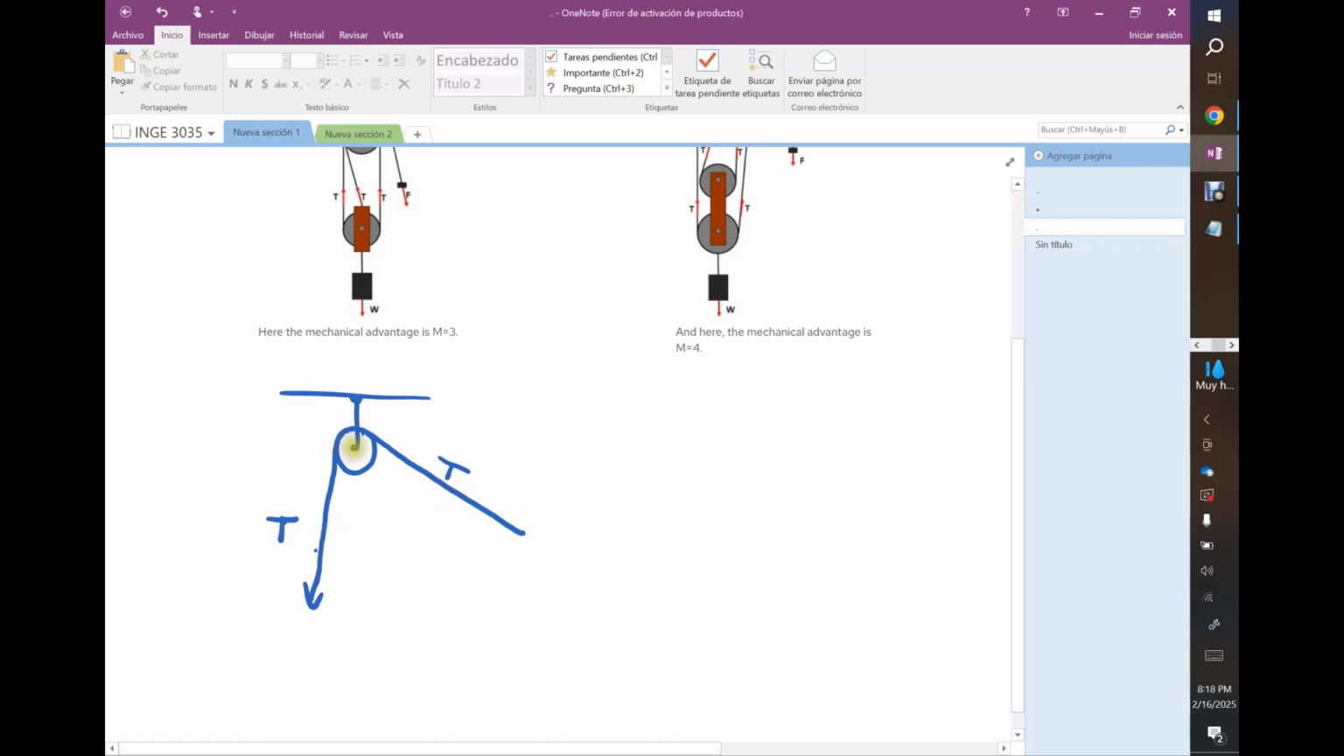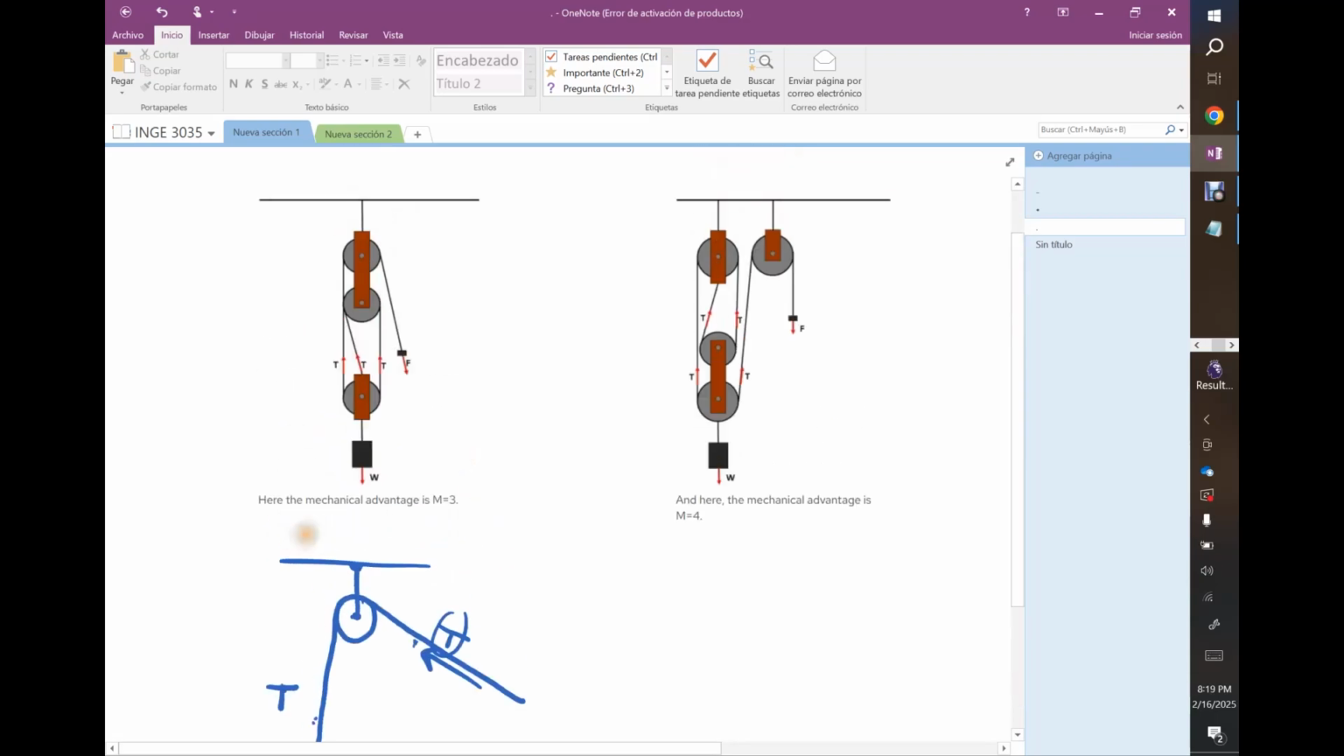As long as the pulley doesn't have any friction, in the ball bearing or so, so that you can rotate freely, then the tension will develop. The tension here will be the same as the tension here. This is going down, but this is going to go up. So it's only a change in direction, but it's the same value, the same magnitude. Then what's the story with this one?